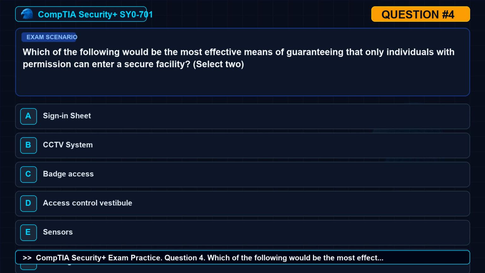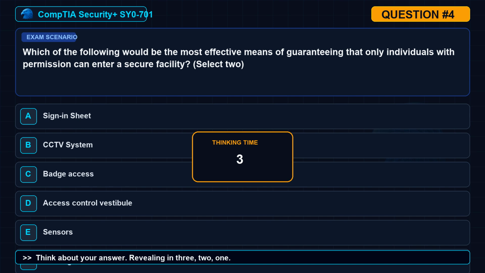Question 4. Which of the following would be the most effective means of guaranteeing that only individuals with permission can enter a secure facility? Select 2. Here are the options. Option A, sign-in sheet. Option B, CCTV system. Option C, badge access. Option D, access control vestibule. Option E, sensors. Option F, fencing. Think about your answer. Revealing in 3, 2, 1.